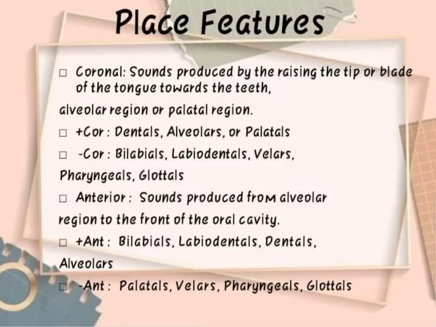Place features. Coronal: sounds produced by raising the tip or blade of the tongue towards the teeth, alveolar region, or palatal region. Most coronals are also flaps. The main examples of the coronal within the English language are the sounds T, D, N, S, Z, and L. You will see that every time you make one of these sounds, your tongue curves upward and touches the part of your mouth right behind your front teeth. In coronal, there are positive coronal: dentals, alveolars, or palatals, and negative coronal: bilabials, labiodentals, velars, pharyngeals, glottals.